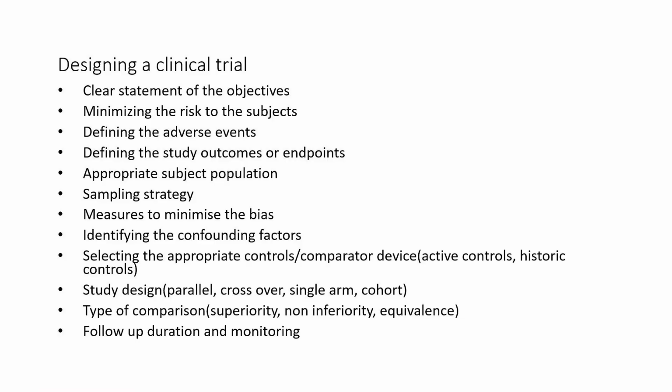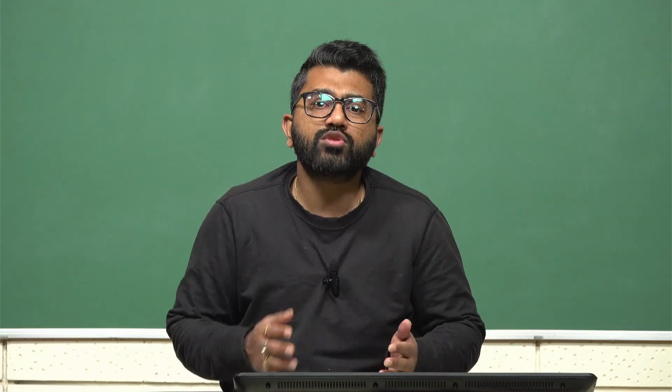Identifying the confounding factors is very important statistically. Selecting the appropriate controls and comparator devices, like active controls, historic controls, and whatnot, right? Study design is important. Is it a parallel study, crossover study, single arm study, or a cohort study? These are different categories of studies, right? I'm not going to get into the details of all these because this is more to do with clinical trials. It's just good to understand these norms because this will run through all your efforts to do all sorts of animal and cadaveric testing, right?